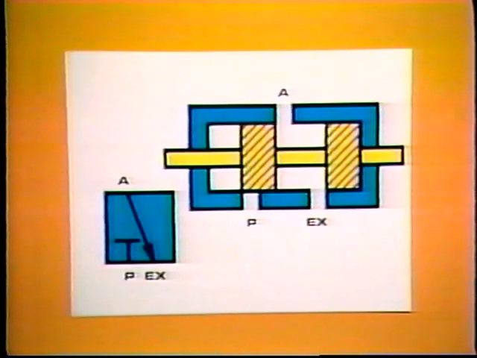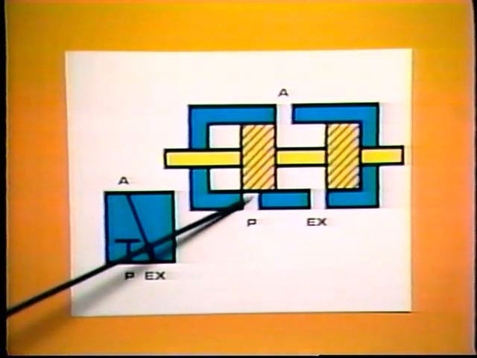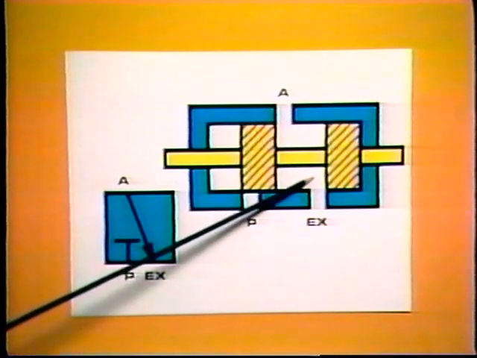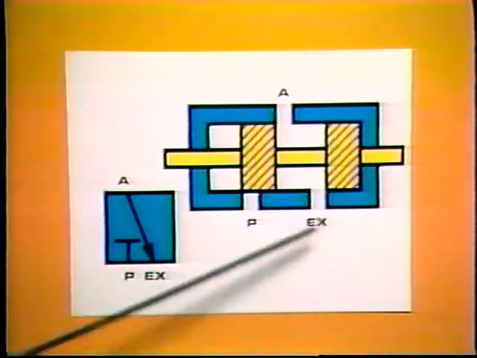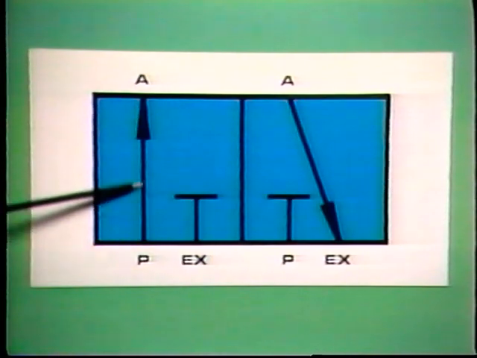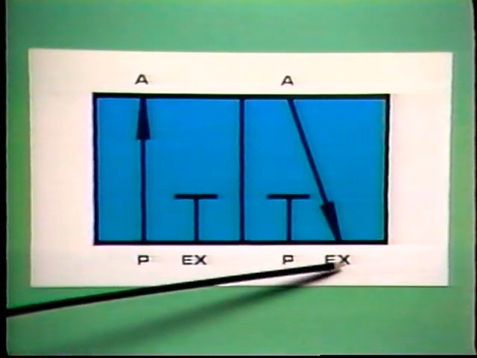If we move the spool into the other extreme position here, the supply is blocked off here, and port A is connected through this passage so the air can exhaust from the cylinder. Here is the symbol used to represent the three-way control valve. In this position, the actuator can be pressurized, and in this position, air is being exhausted from the cylinder.